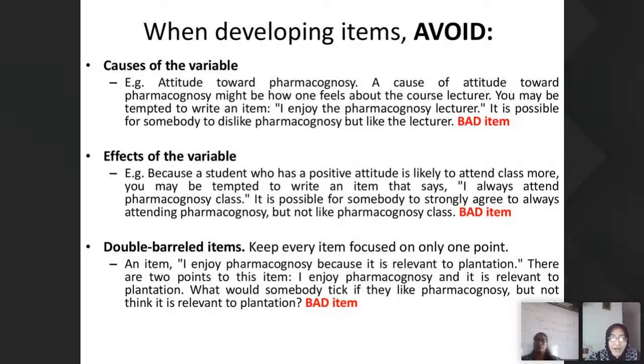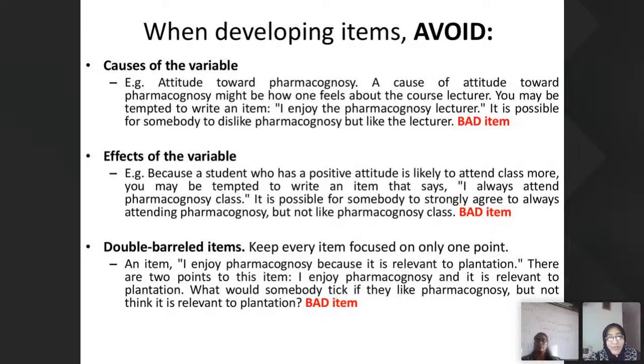But what happens is it is possible for somebody to dislike that particular subject. They don't like pharmacognosy, but they like the lecturer. So the item is not clear because there are elements of the causes of that particular variable. So this we consider a bad item. Another bad item is when there are some elements of effects of the variable. I'll give another example here. First the causes, now the effects of the variable.